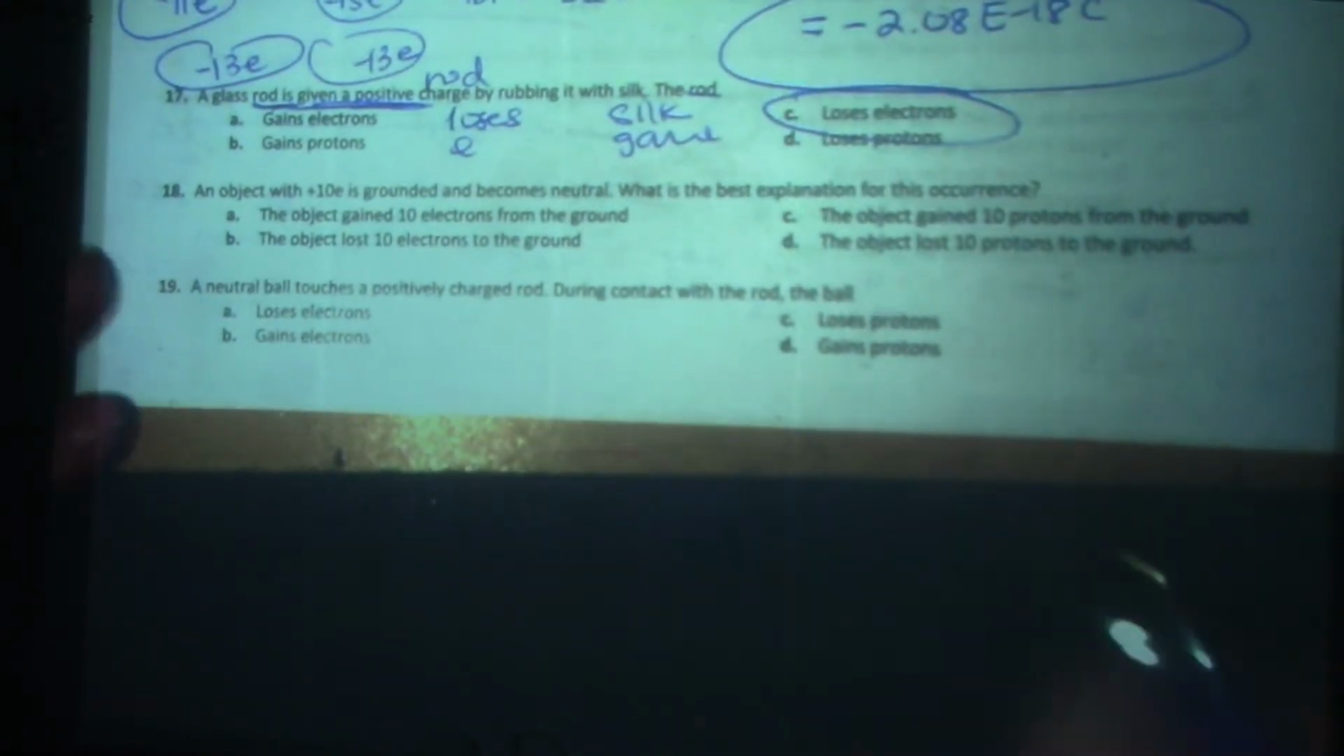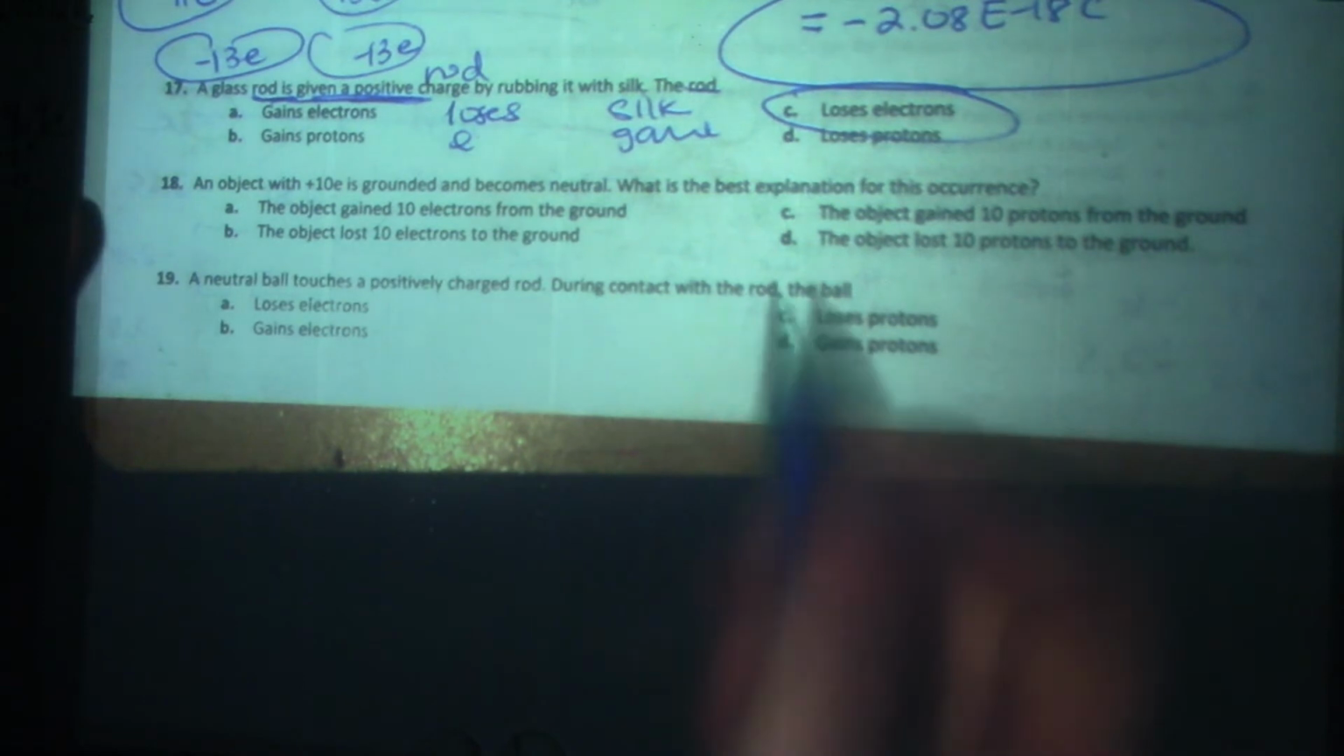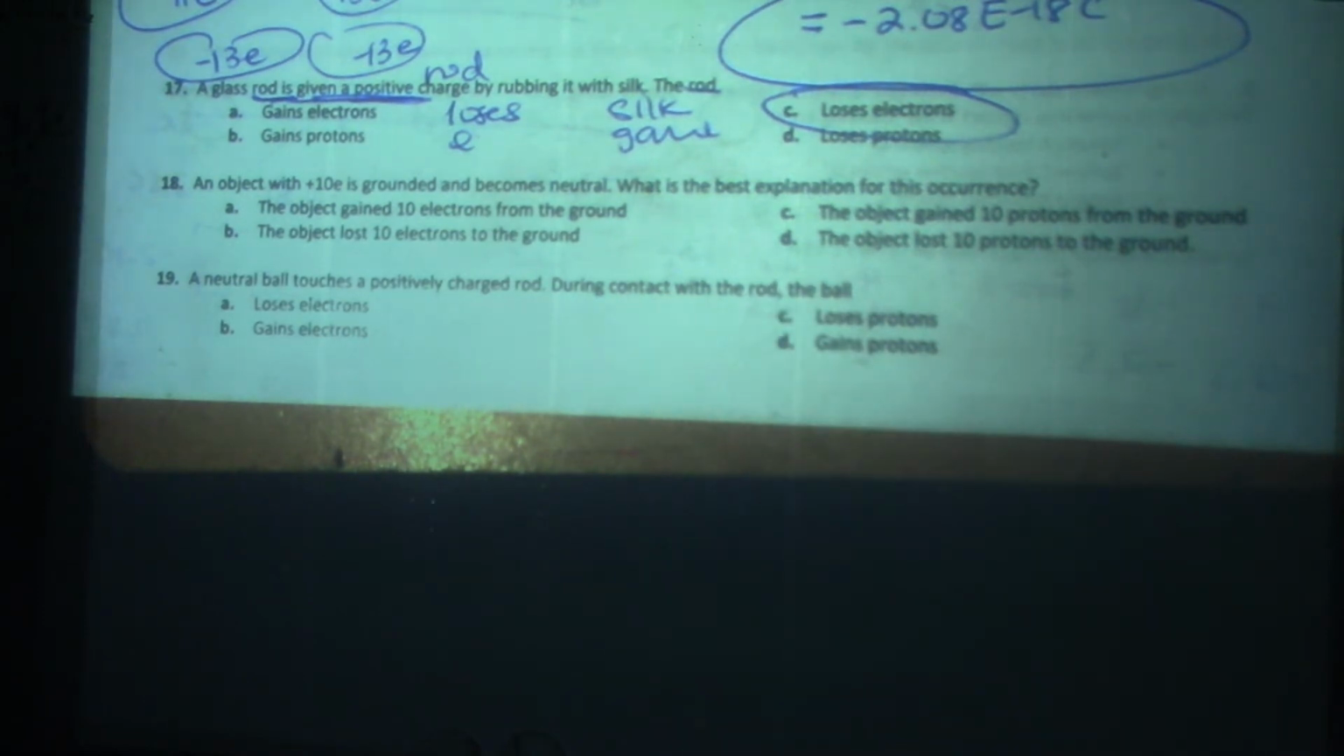We have an object that is positive 10 e, and it is grounded, and it becomes neutral. Which is the best explanation for this? So to ground means to make neutral. If it is positive and it wants to become neutral, that means it needs extra electrons. And if it's positive 10 e, then only negative 10 e, 10 extra electrons, is going to make that neutral. So that means that it gains 10 electrons from the ground, A, because that is what would make it neutral, or 0.